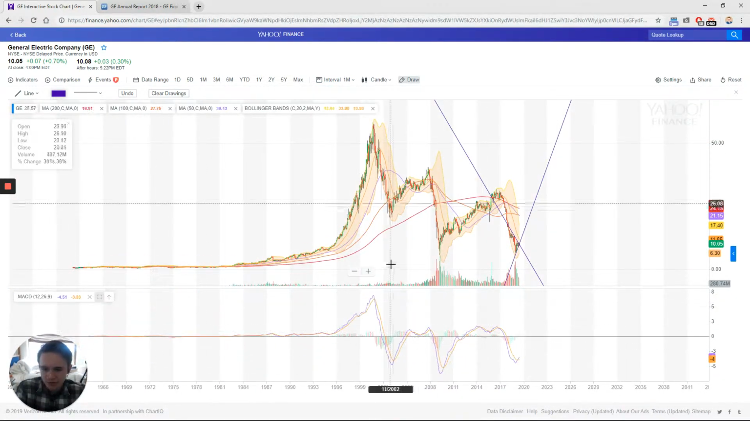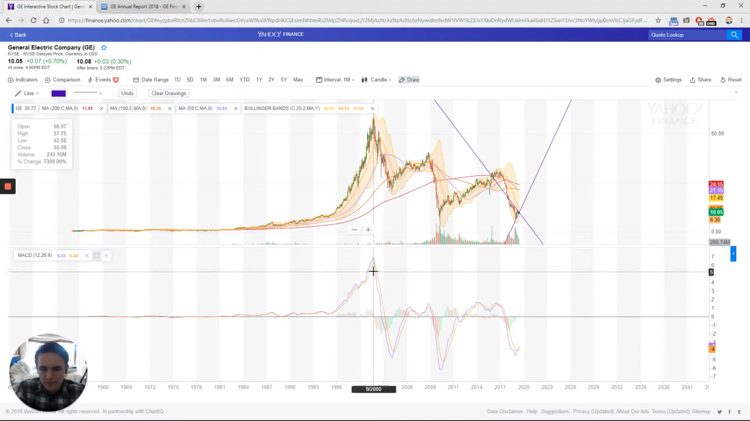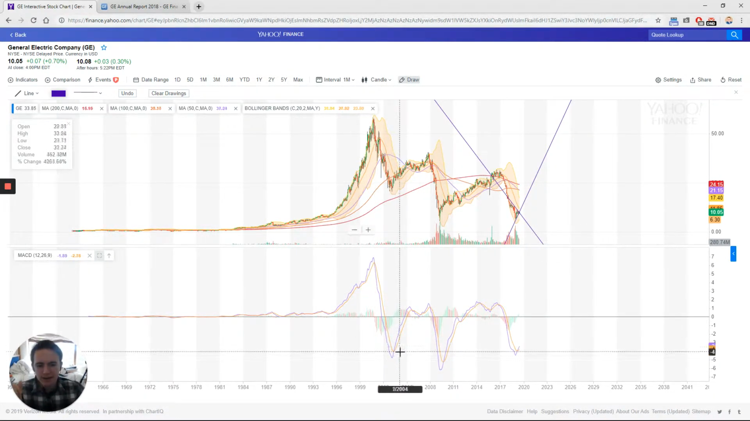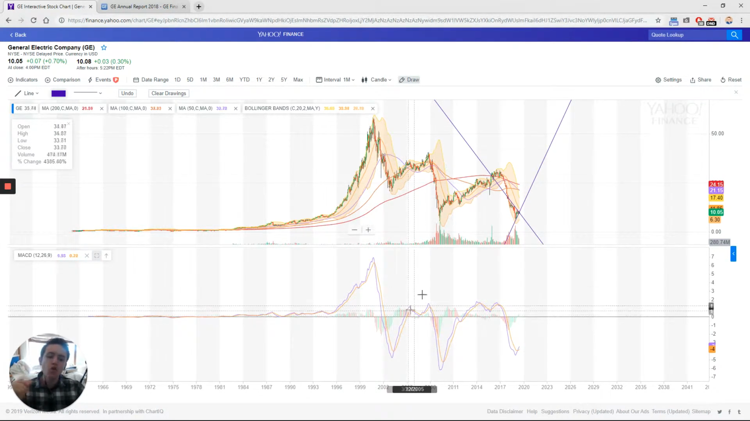So if I maximize this real quick for you guys, look at every single time the price goes up and then it crashes through the MACD. You see this orange line, this purple line cuts through the orange line, huge downtrend. This purple line goes above the orange line, huge uptrend. Purple line goes below it, same thing. It keeps happening over and over. Well, let's see if history repeats itself.